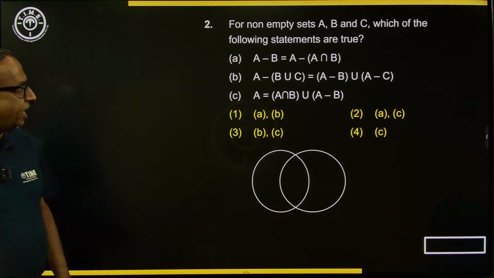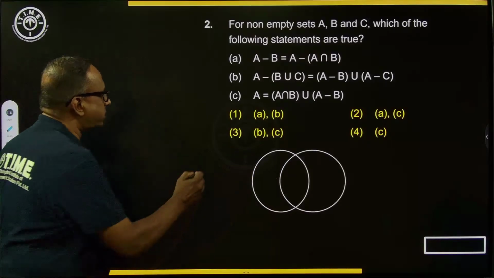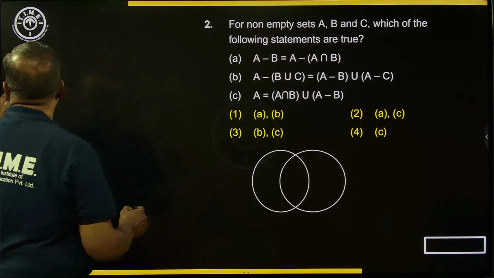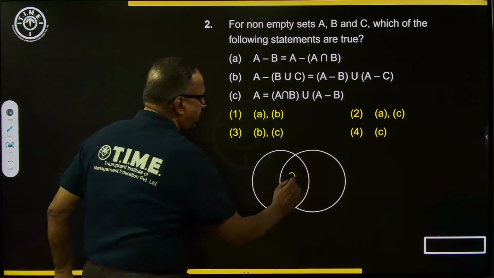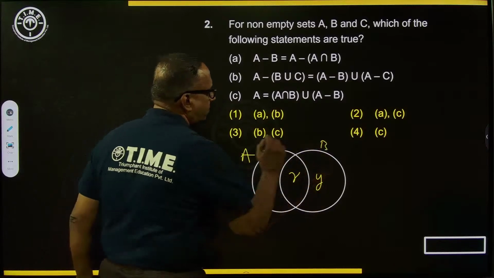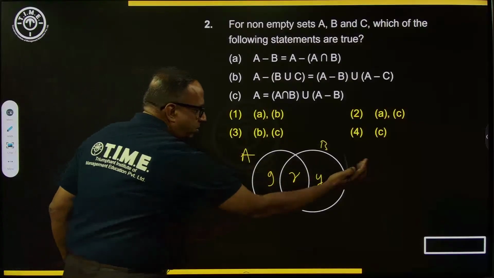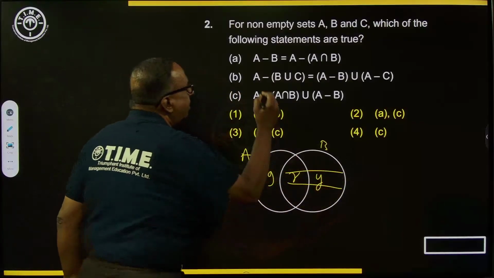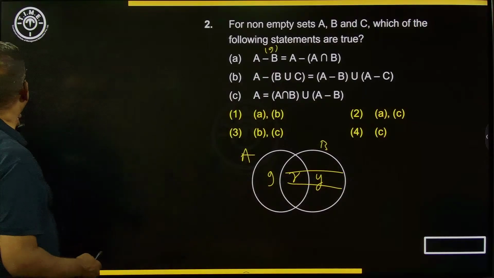Let's once again explain. What is A? A is here. We start with two sets, A and B. We have red, green, yellow. This is A and this is B. What is A minus B? From A, you are removing B. If you remove B, what will remain? Only green will remain. Okay, the first part is clear.